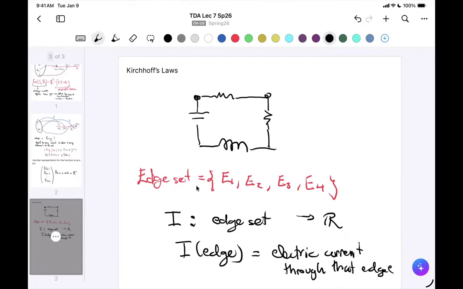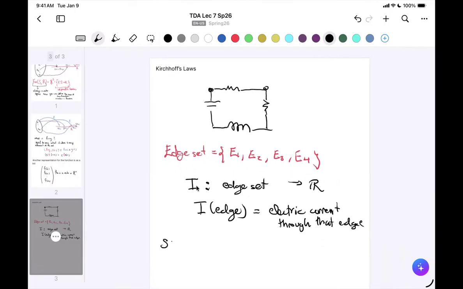But again, another way to specify the currents would be to say, well, let me give you, because I'm thinking of this as having four edges, a vector in R^4, right? With the first entry being the current through the first edge, the second entry being the current through the second edge, and so on, right?